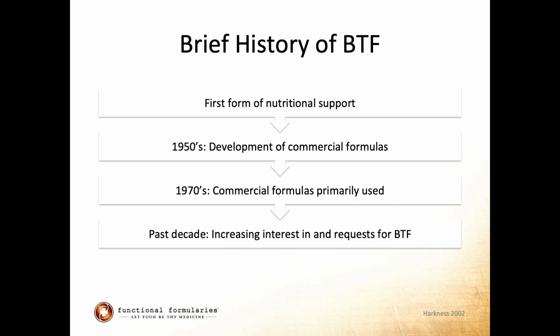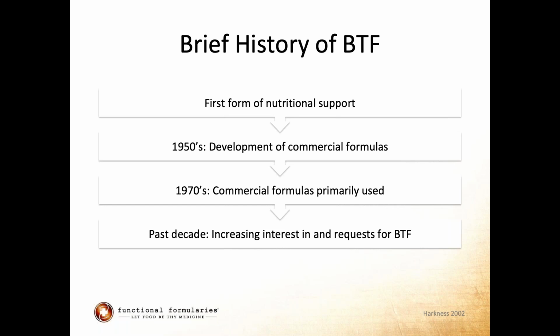In the 1950s is where we saw the development of commercial formulas come onto the marketplace. These were very appealing due to the ease of use, the thought that there's decreased risk of microbial contamination with conventional formulas, and also the precise nutrition information that would come from a conventional commercial product.